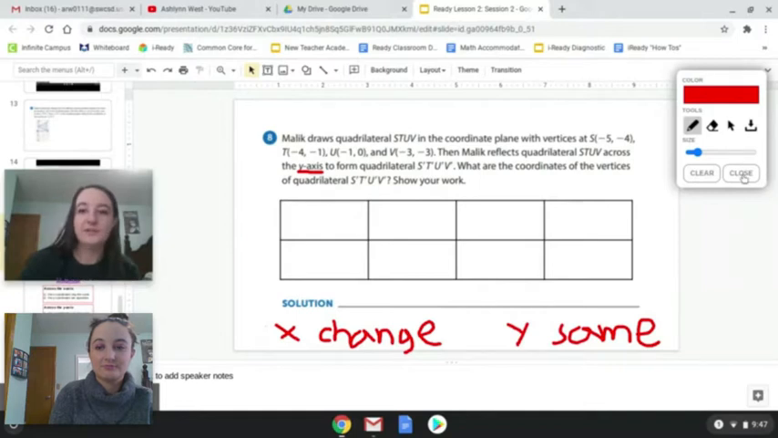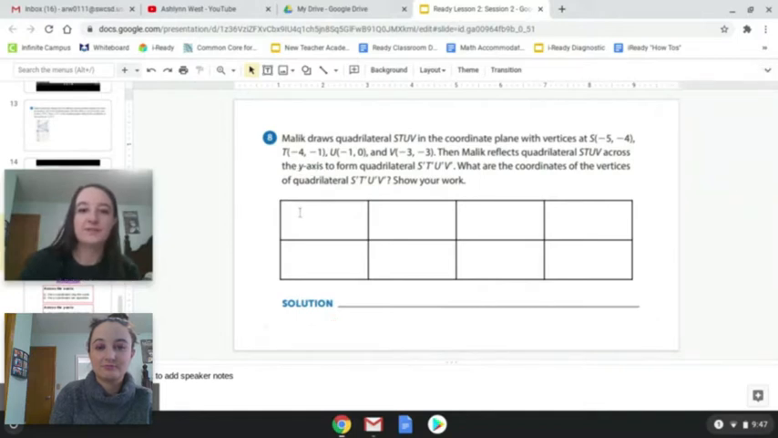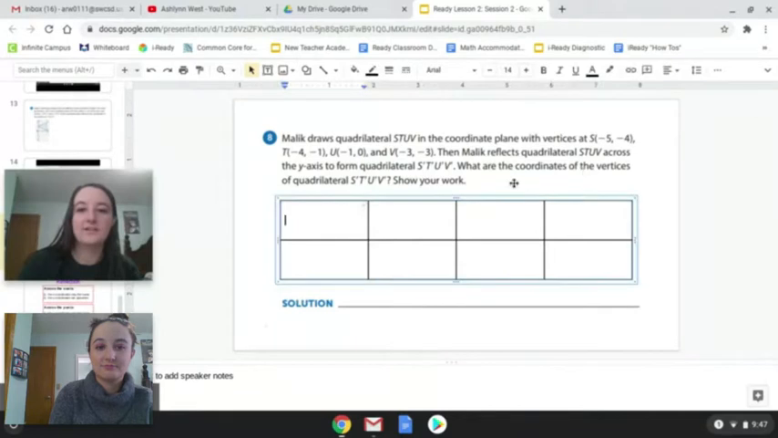So what we have here is our S, which we see is at -5, -4. Again, we have to make our x values the opposite. So the opposite of -5 is +5, and we keep our y values the same, so -4.